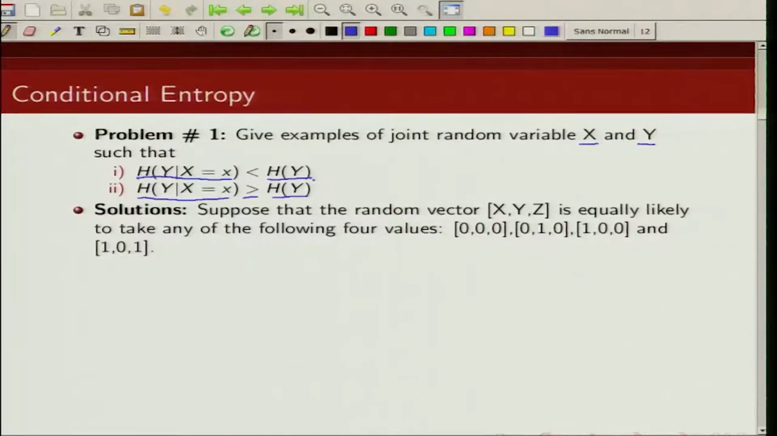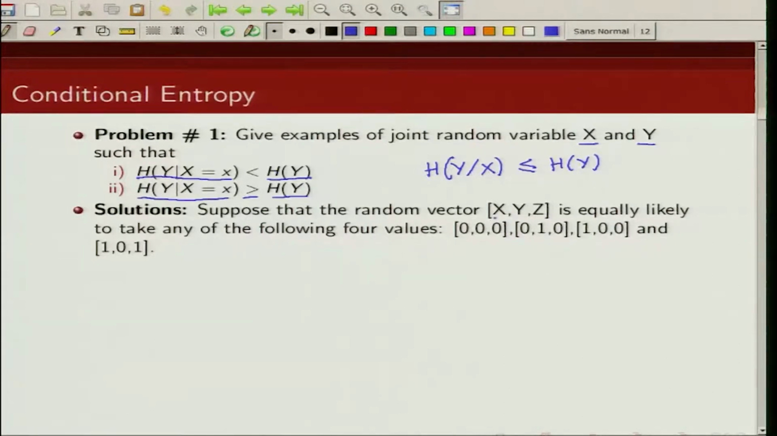We have seen in the lecture before that conditioning on another random variable cannot increase entropy. However, as you can see from this example, conditioning on a particular event can result in an increase in uncertainty. So let's take an example.